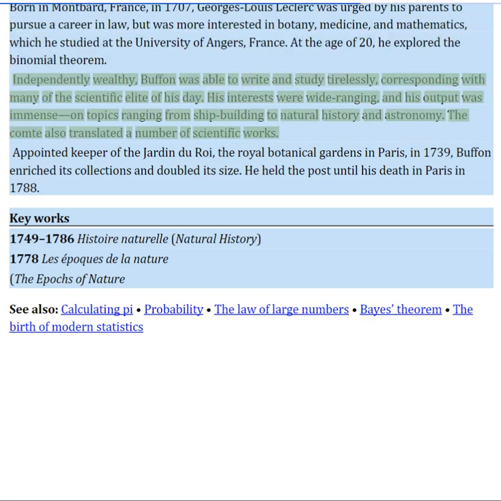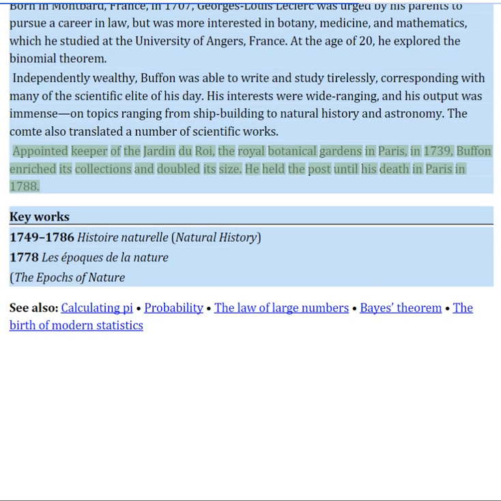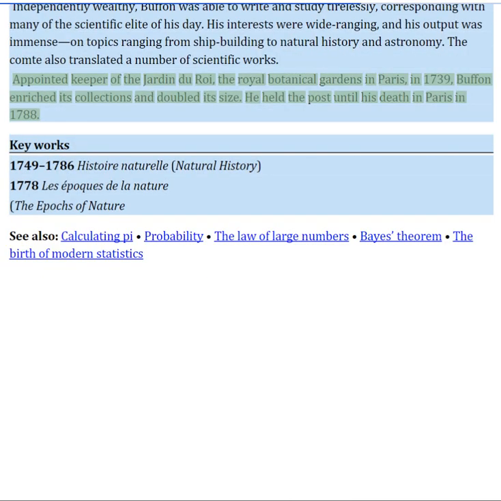Independently wealthy, Buffon was able to write and study tirelessly, corresponding with many of the scientific elite of his day. His interests were wide-ranging, and his output was immense, on topics ranging from shipbuilding to natural history and astronomy. The Comte also translated a number of scientific works. Appointed keeper of the Jardin du Roi, the Royal Botanical Gardens in Paris, in 1739, Buffon enriched its collections and doubled its size. He held the post until his death in Paris in 1788.